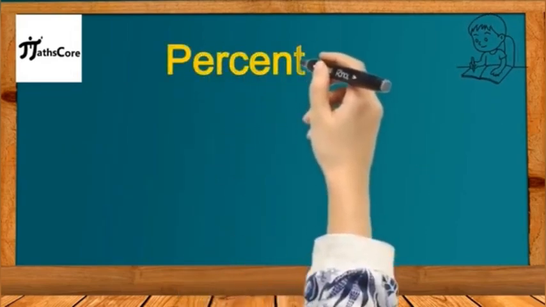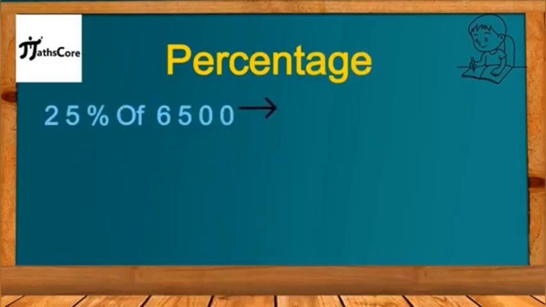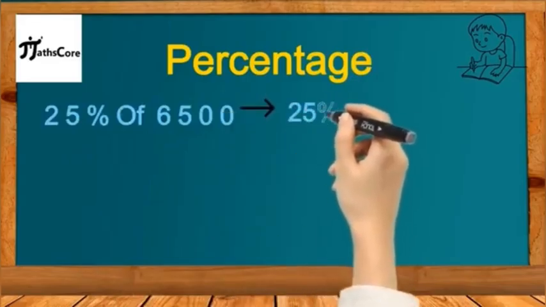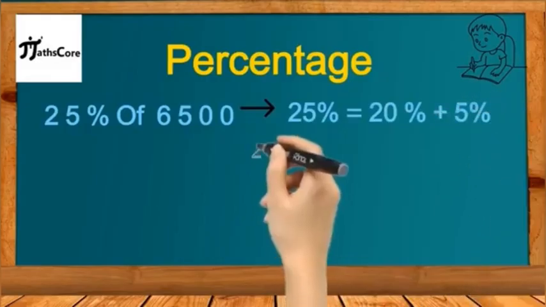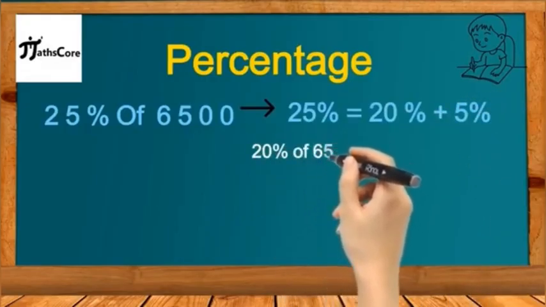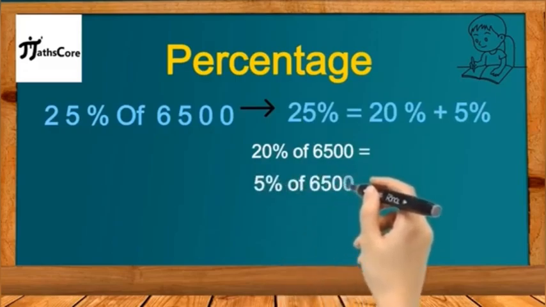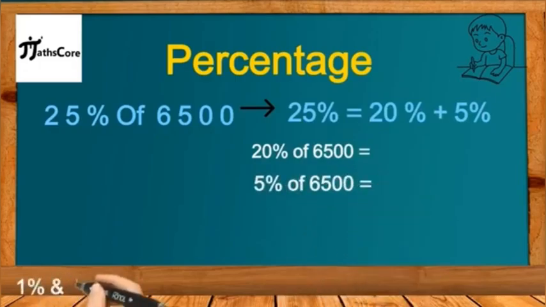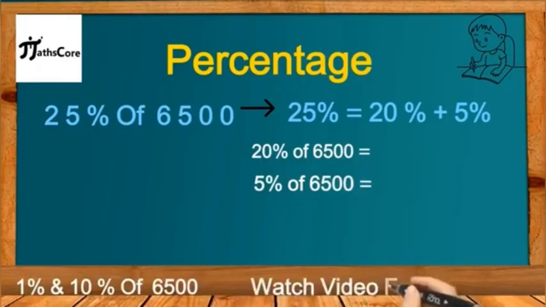Let's take one more example on it. The example is 25% of 6500. 25% is nothing but 20% plus 5%. So we need to find out 20% of 6500 and 5% of 6500. According to the Vedic math concept, we should know 1% and 10% of any number. And we know how to find out 1% and 10% of any number.